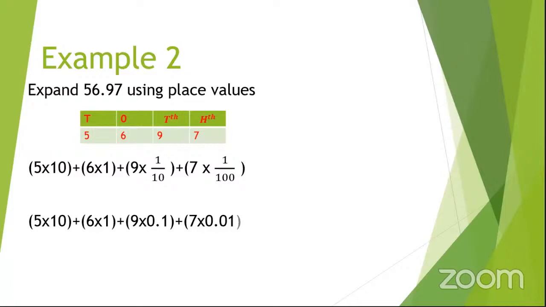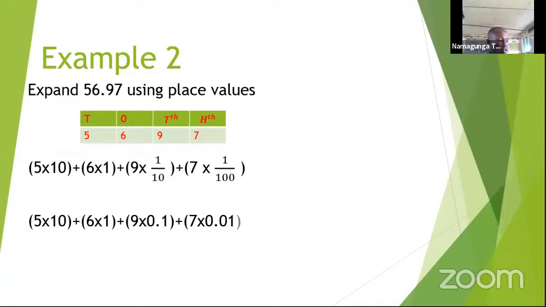8.9. Thank you very much. What is the expansion there? Which expansion do we have for 8.9? Expanding using place values? 8 times 1 plus 9 times 1 out of 10. 8 times 1 plus 9 times 0.1. Thank you very much, Anyait.